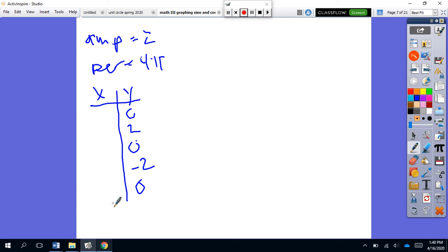Now, how do I get the angles? That all comes from your period. Remember, when we graph the unit circle with a and b both 1, then this would be 2 pi. We just use the 4 corners of the unit circle.